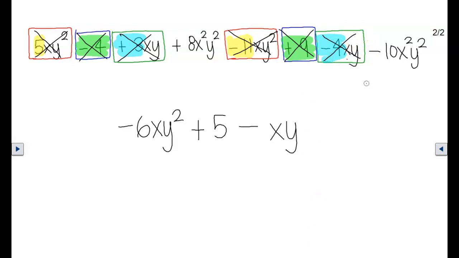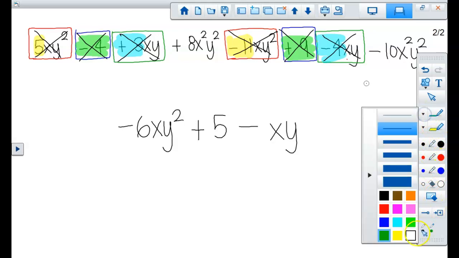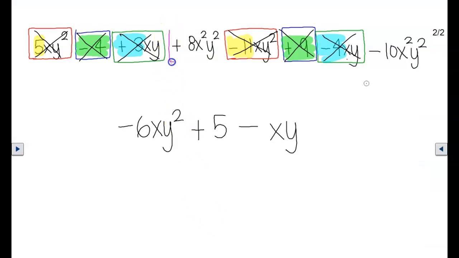All right, we're doing a good job here. I only see two terms we haven't dealt with. So let's grab another color. And let's get our next term, which is plus 8 x squared y squared. Positive 8 x squared y squared.